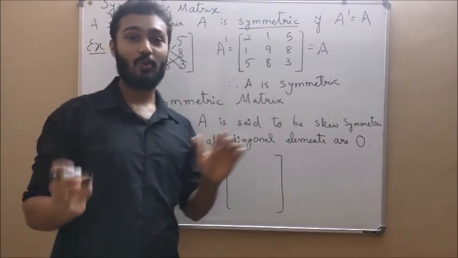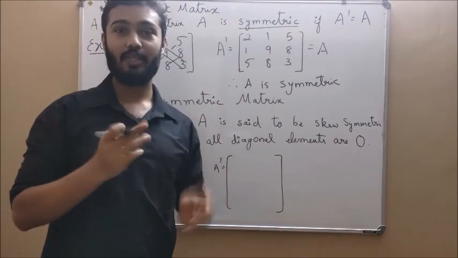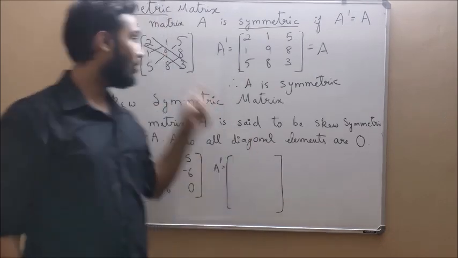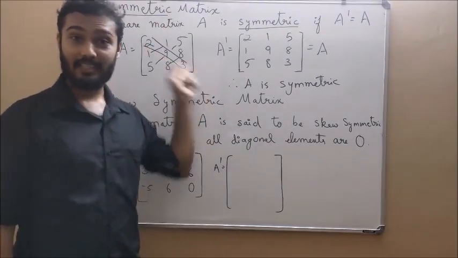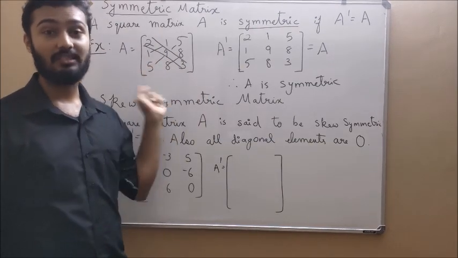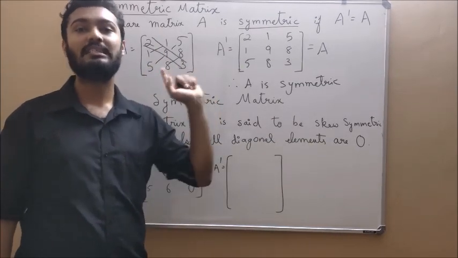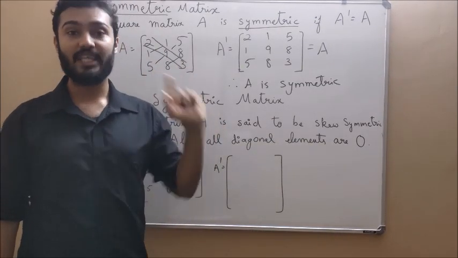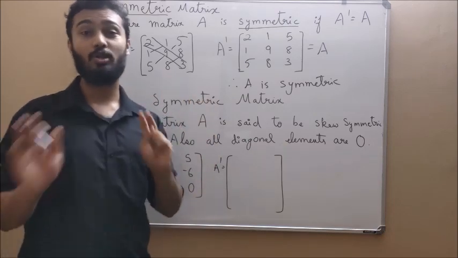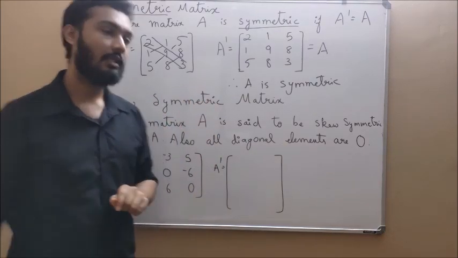I hope you understood what is symmetry. You draw one line in between, both sides are equal. So here if you draw one diagonal line, on both sides the elements are equal. So that is the meaning of symmetric matrix. I hope you understood what is a symmetric matrix.